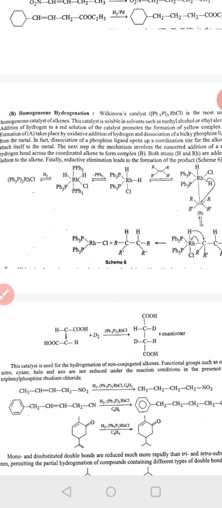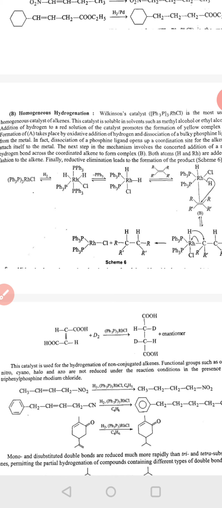Addition of hydrogen to this solution of catalyst promotes the formation of a complex. The formation of the complex takes place by oxidative addition of hydrogen and dissociation of a bulky phosphine ligand from the metal.